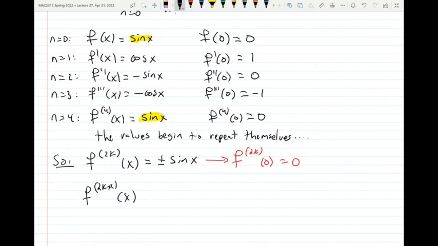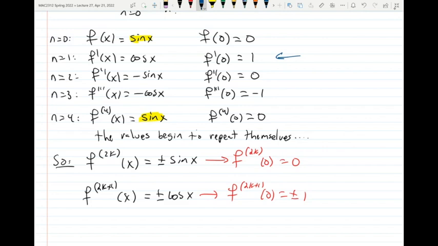So for 2n plus 1, when it's an odd number, then we know that this is going to be plus or minus cosine, which is telling me that this is going to be plus or minus 1. Now we just need to spot when it is plus and when it is minus, okay? So it's not enough to just say odd numbers.